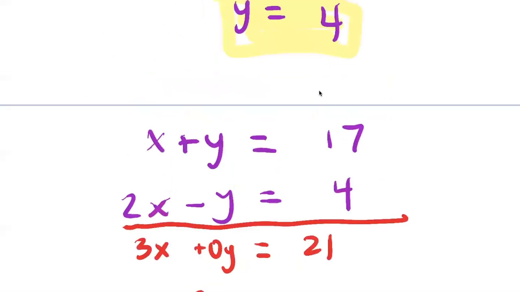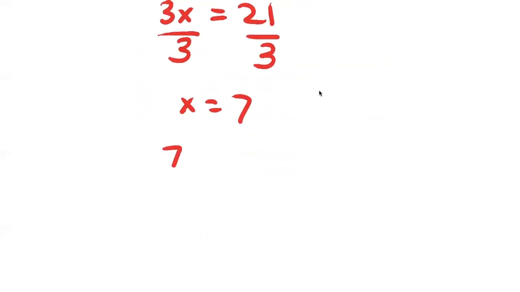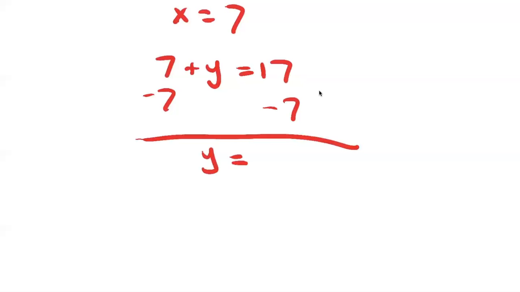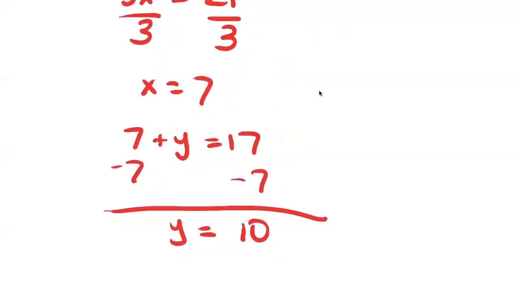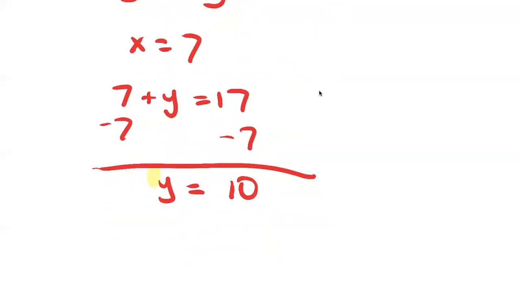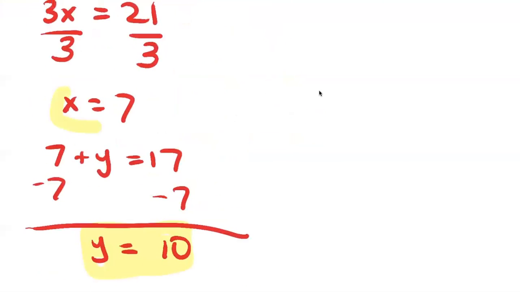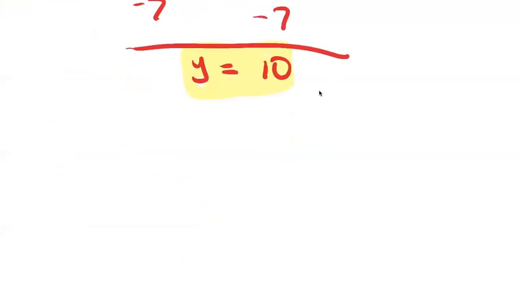So let's go ahead and plug that into our original equation now. So we have 7 plus y is equal to 17. Let's go ahead and get rid of that 7 because it's bothering the y. So let's subtract 7 from both sides. We get y is equal to 10, meaning our answer would be y is equal to 10 and x is equal to 7. So let's try one more.